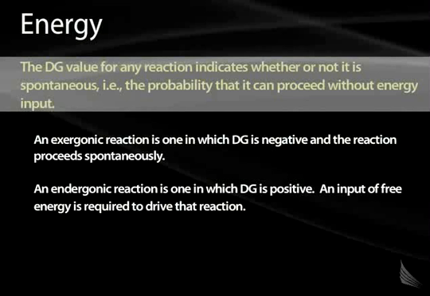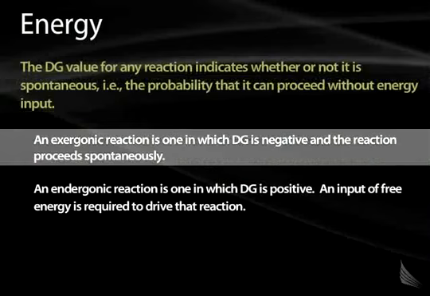Now, the delta G value for any reaction indicates whether or not that reaction is spontaneous. That is, the probability that it can proceed without putting any energy input into it, without providing energy from the outside. You know, can this reaction proceed or not? Now, that causes us to categorize reactions in two different ways.